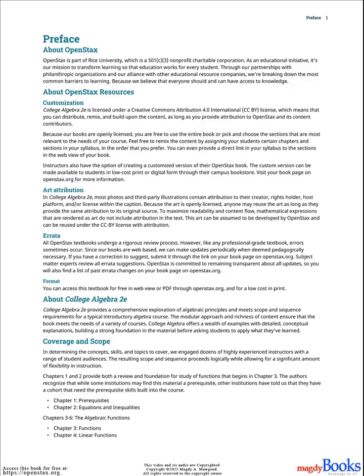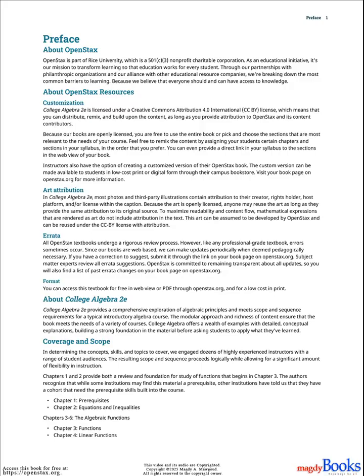Art attribution. In College Algebra 2E, most photos and third-party illustrations contain attribution to their creator, rights holder, host platform, and/or license within the caption. Because the art is openly licensed, anyone may reuse the art as long as they provide the same attribution to its original source. To maximize readability and content flow, mathematical expressions that are rendered as art do not include attribution in the text. This art can be assumed to be developed by OpenStax and can be reused under the CC BY license with attribution.